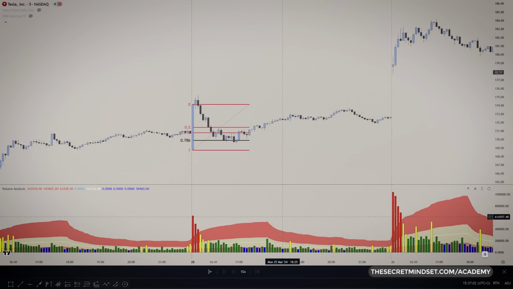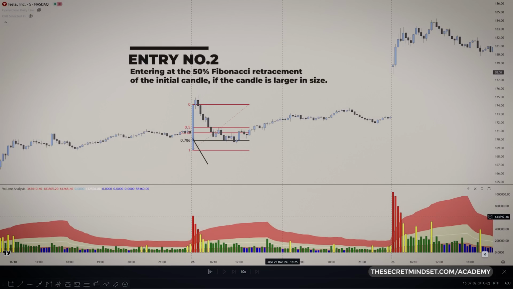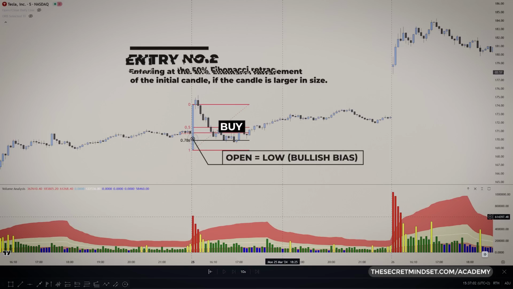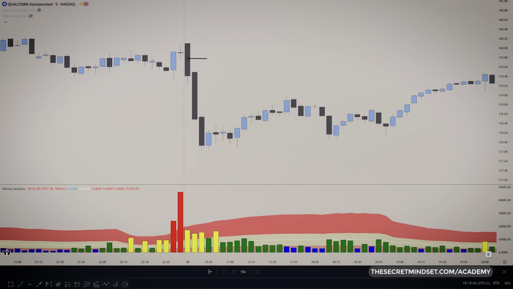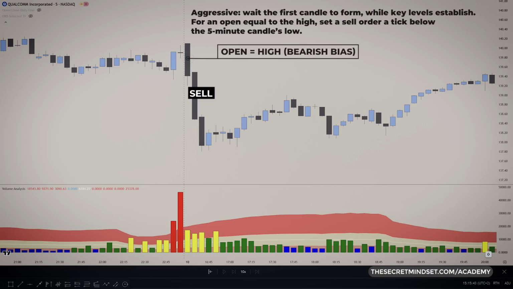The second entry, at the 50% Fibonacci retracement of the initial candle, if the candle is larger in size. You see, sometimes it's better to wait for a retracement and then enter in the direction of the initial candle. The aggressive entry comes after you monitor that first critical 5-minute candle. By waiting for the first candle to form, you allow the initial dust to settle while key levels establish.